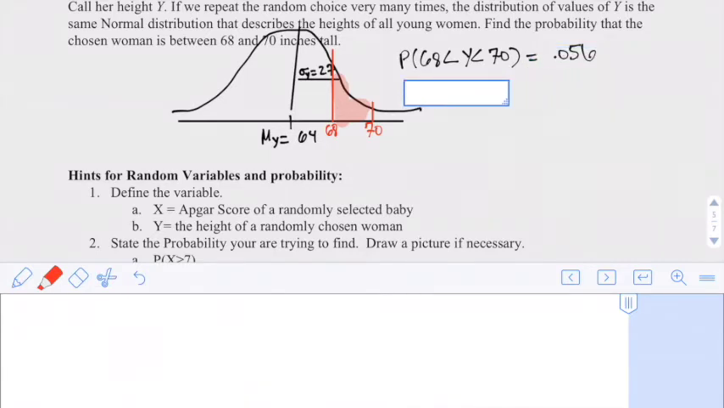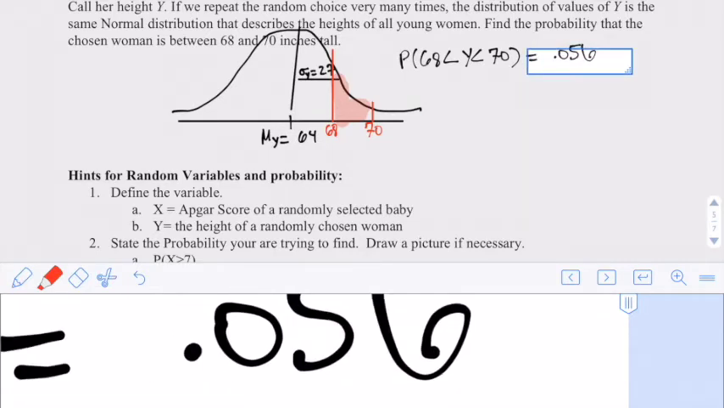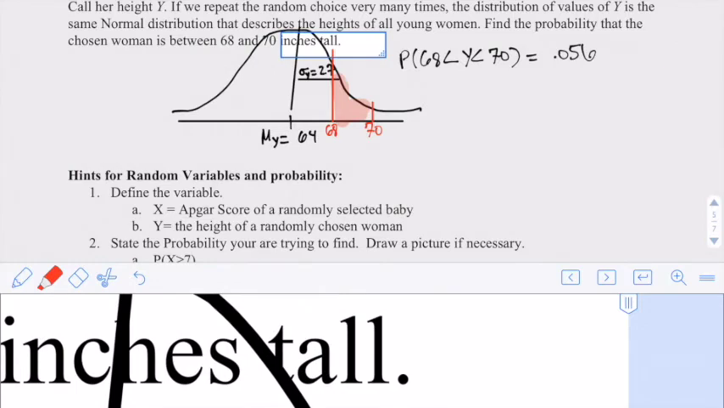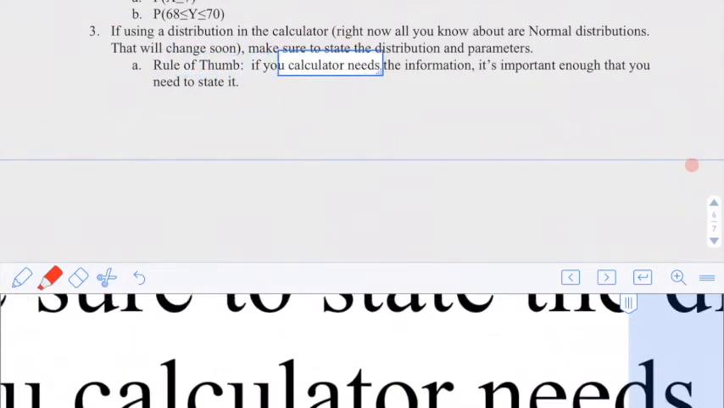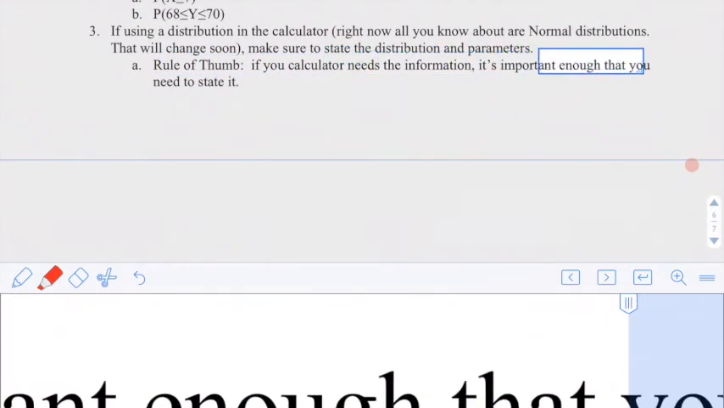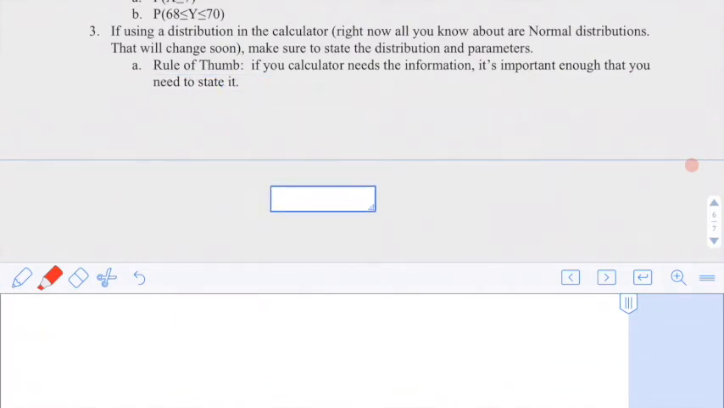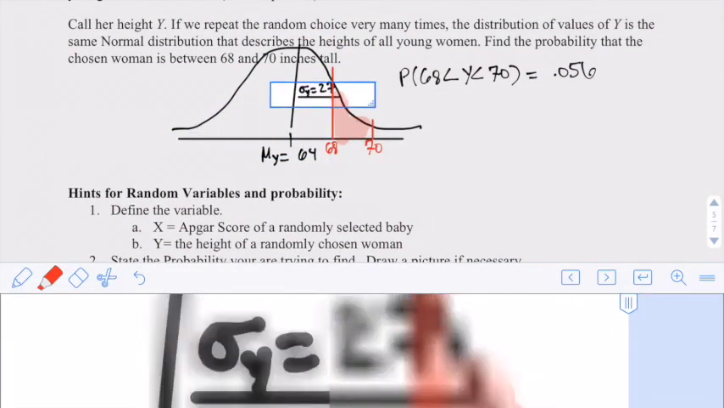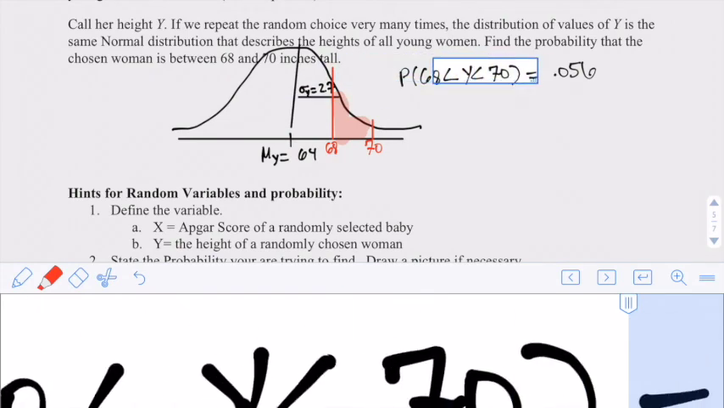We would say in the long run, there's a 5.6% chance that we would randomly choose a woman between 68 and 70 inches tall. So, rule of thumb, if your calculator needs to know the information, it's important enough that you need to state it. Okay, your calculator needed to know that it was a normal distribution, you needed to know the parameters, and you needed to know the probability statement. So make sure you list all of that.